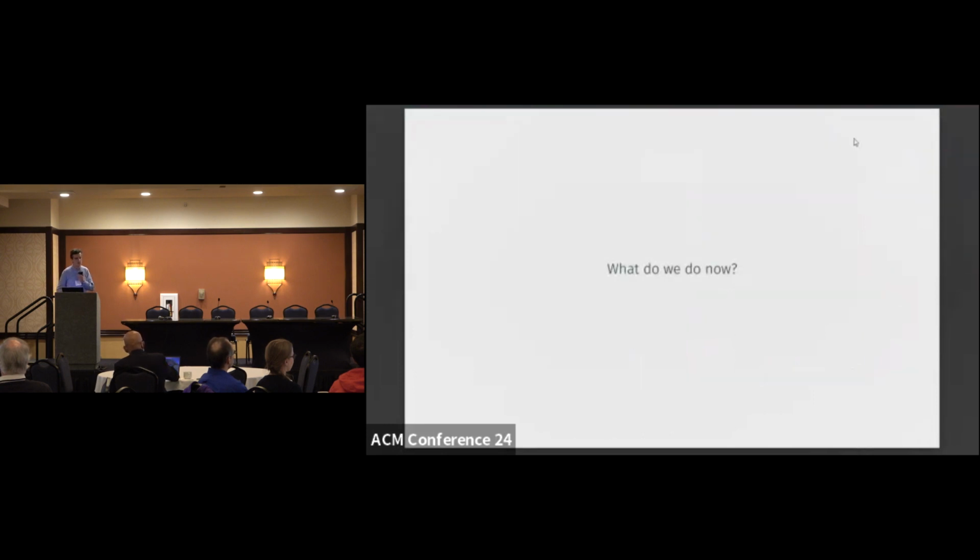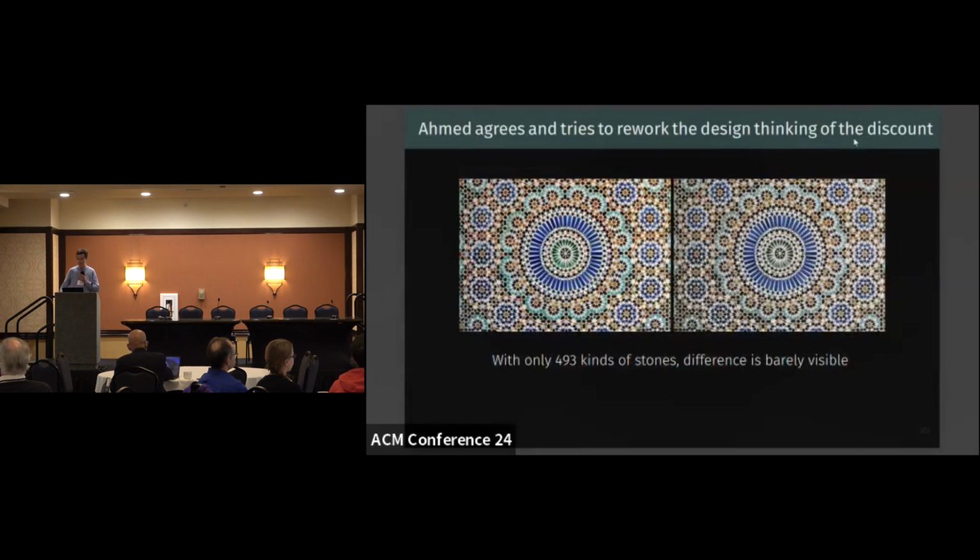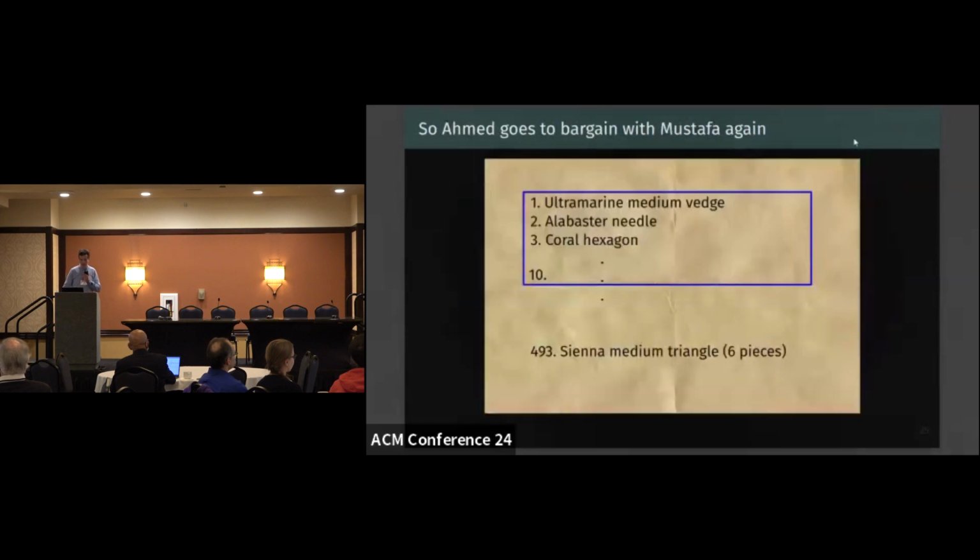So we're still not done. What do we have to do? Well, let's see what happened with Mustafa and Ahmed again. So when Ahmed went home, he managed to reduce the number of stones used to 493 without really reducing the beauty of his mosaic, so he was happy. And then he went to bargain with Mustafa again to try to get this number of different stones.